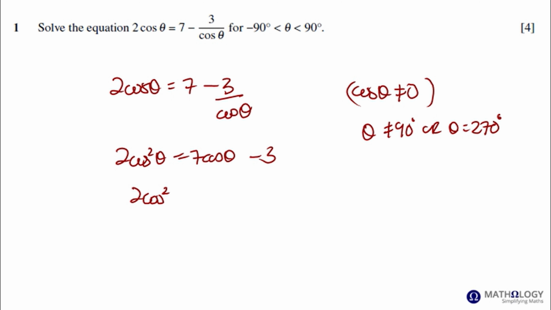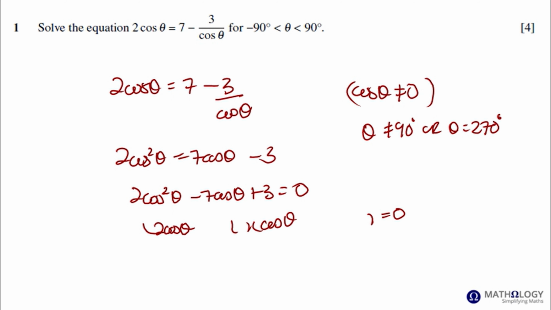All terms over to the one side. So we have a standard quadratic. You can use a substitution if you like, but it's not necessary. So cos theta equals a half, or cos theta equals 3. Cos theta equals 3 is not applicable.